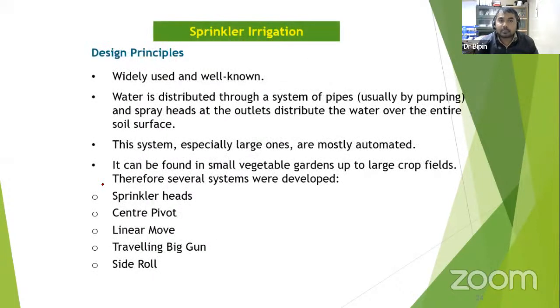Now we can talk about another irrigation: sprinkler irrigation. Some of the components you may know are the sprinkler head, central pivot, linear move, traveling beam gun and side roll. These are some of the components of your sprinkler system. In the sprinkler system, the main mode of water application is in the form of rain. A sprinkler means in the form of rain.